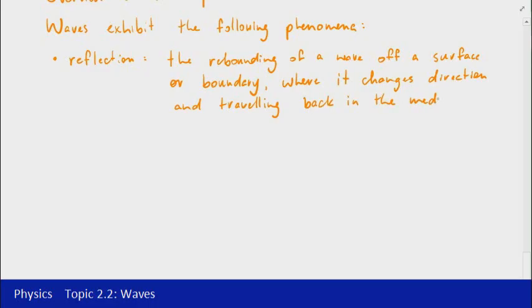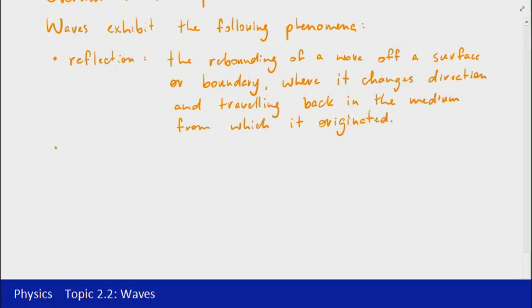So if we think about sound rebounding off a wall, it means that the sound wave is bouncing back, and light likewise from a mirror. The light bounces back into the air from which it originated. With reflection, we'll look at a few different scenarios, because there are a few other concepts that develop from reflection.